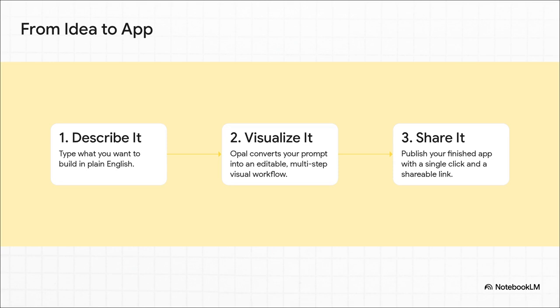So for you, the user, this whole thing boils down to a really simple three-step process. First, you just describe what you want. Type it out in plain English. Second, Opal visualizes it for you, turning your words into this editable, multi-step workflow. And third, when it looks good, you just share it. One click, and you've got a link to your new app.